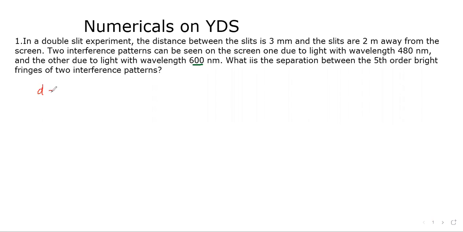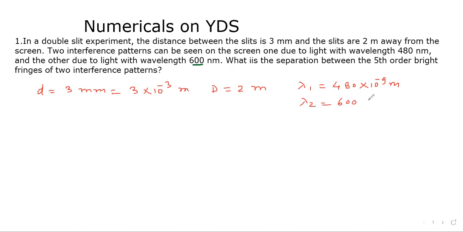So here we are given small d equal to 3 millimeter, which will be equal to 3 into 10 power minus 3 meter, and capital D is given as 2 meter, and lambda 1 is given as 480 into 10 to the power minus 9 meter, lambda 2 equal to 600 into 10 to the power minus 9 meter. Fifth order bright fringe: we know nth order bright fringe is given by n capital D lambda divided by small d. So for the two wavelengths, we have to evaluate this.